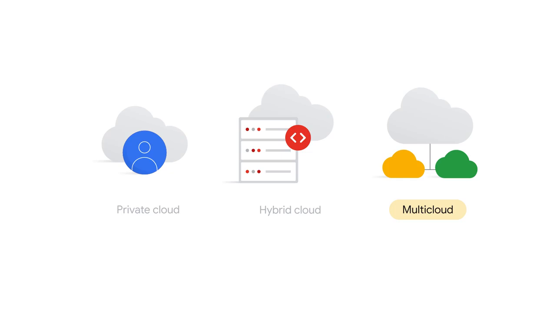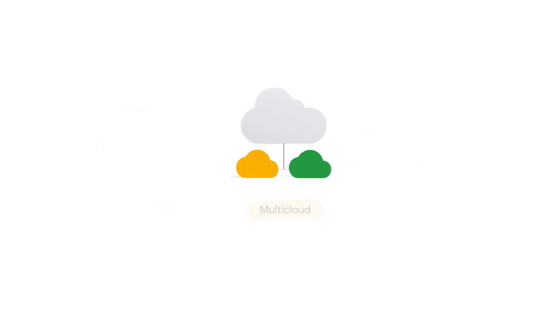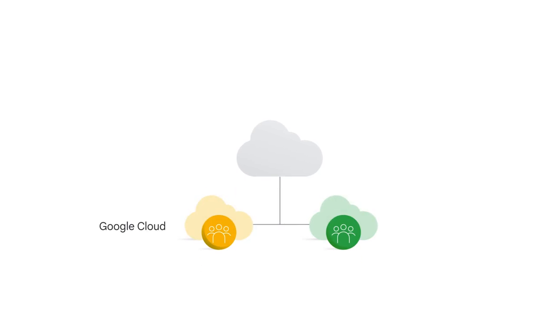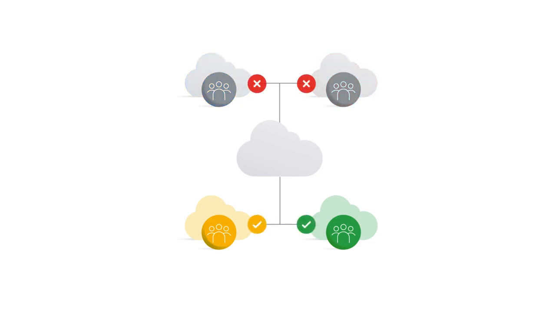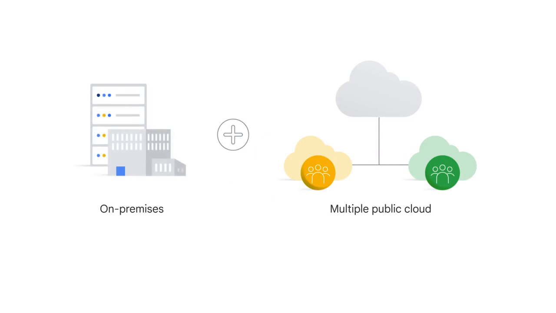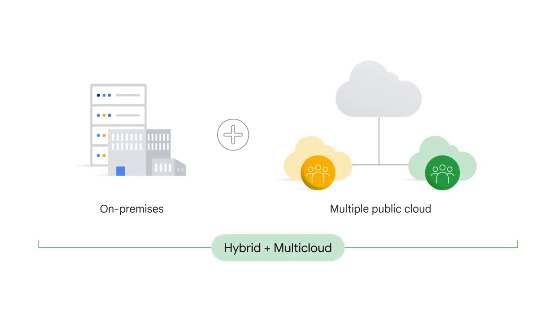Finally, there's multi-cloud, which describes architectures that combine at least two public cloud providers, such as Google Cloud, Amazon Web Services, Microsoft Azure, or others. An organization might choose multi-cloud if they want to take advantage of the key strengths of different public cloud providers. Organizations might also operate a combination of on-premises and multiple public cloud environments, effectively being both hybrid and multi-cloud simultaneously.